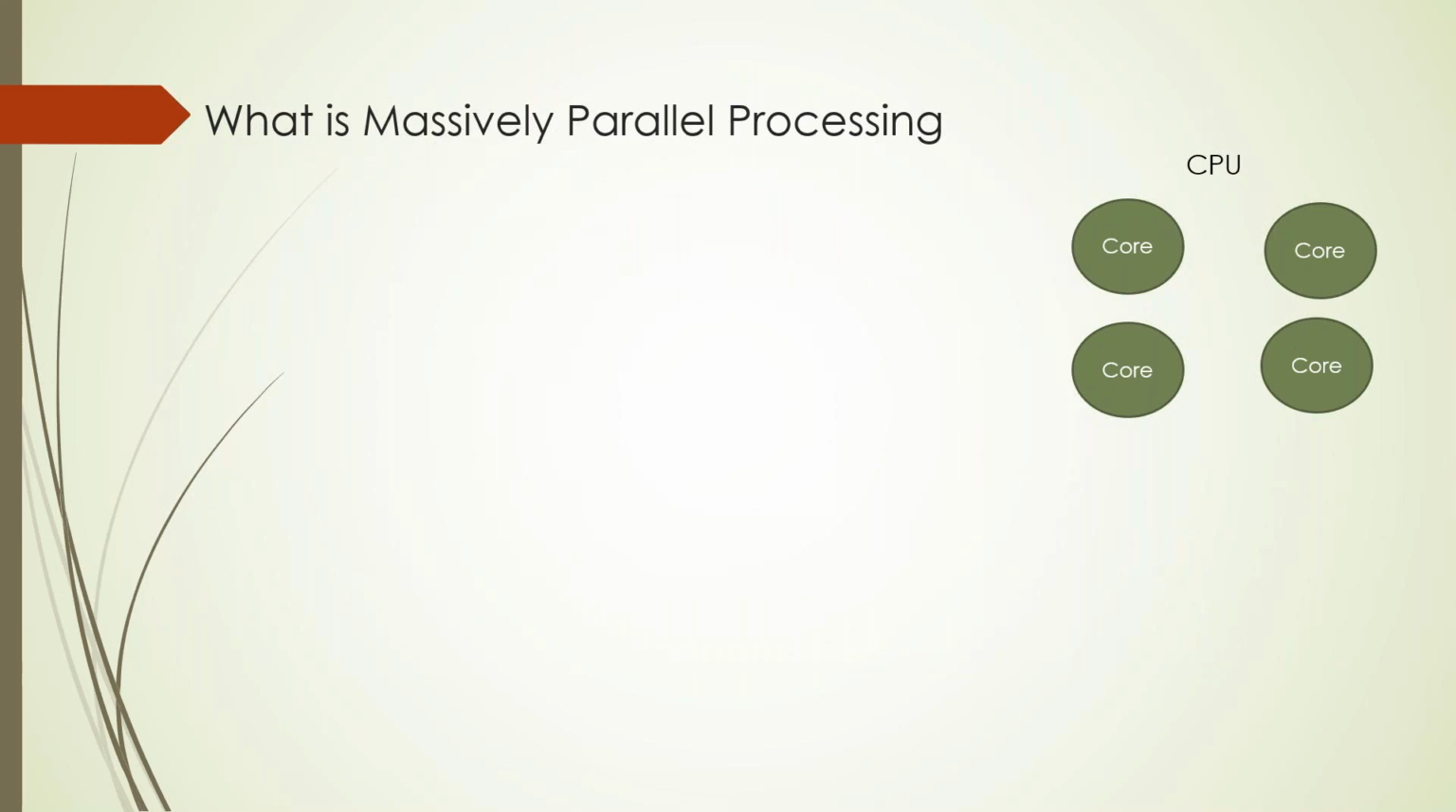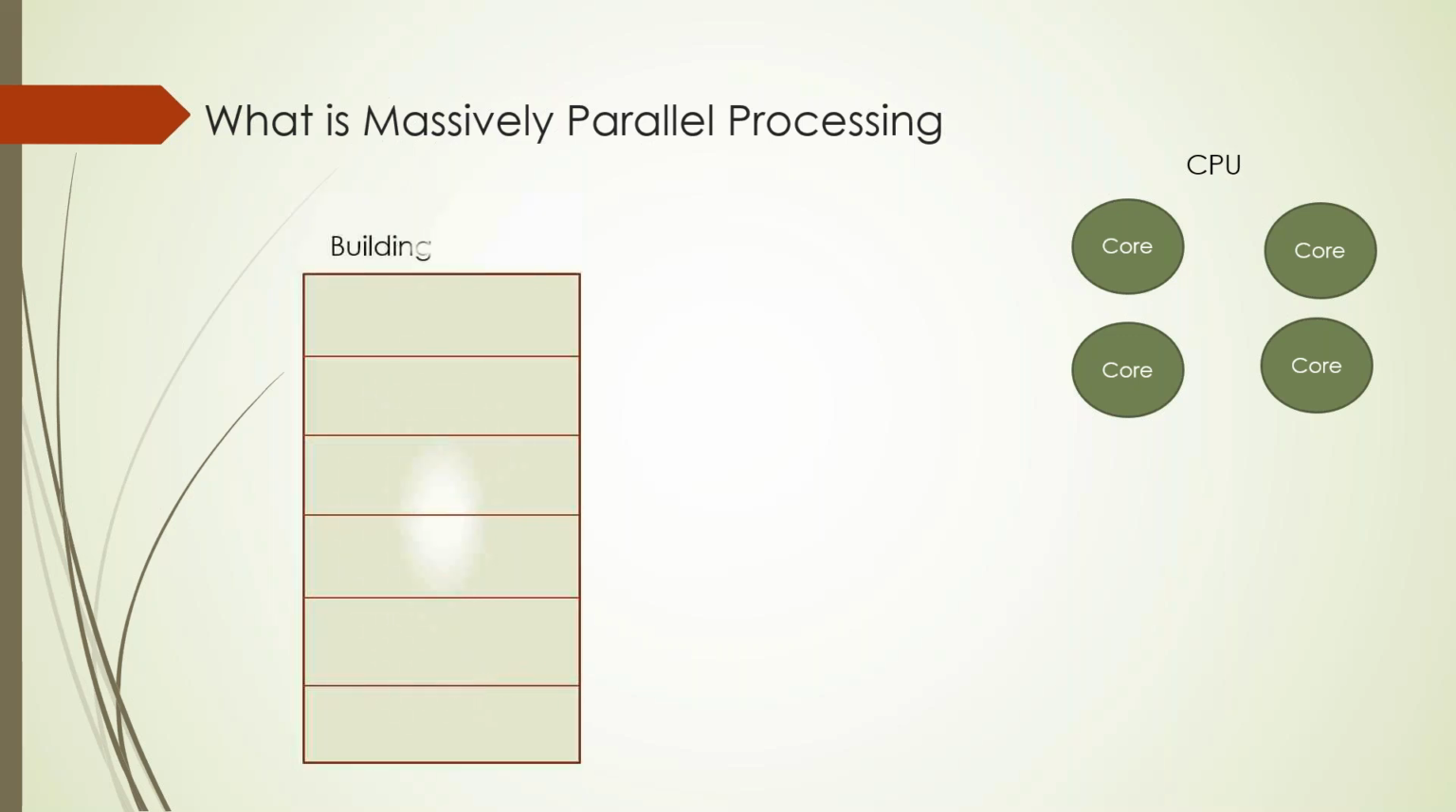We'll see massive parallel processing. So what is massive parallel processing? It basically depends upon the CPU. If you have a multi-core CPU in the HANA database, then you can have parallel processing. So let's understand what parallel processing is.